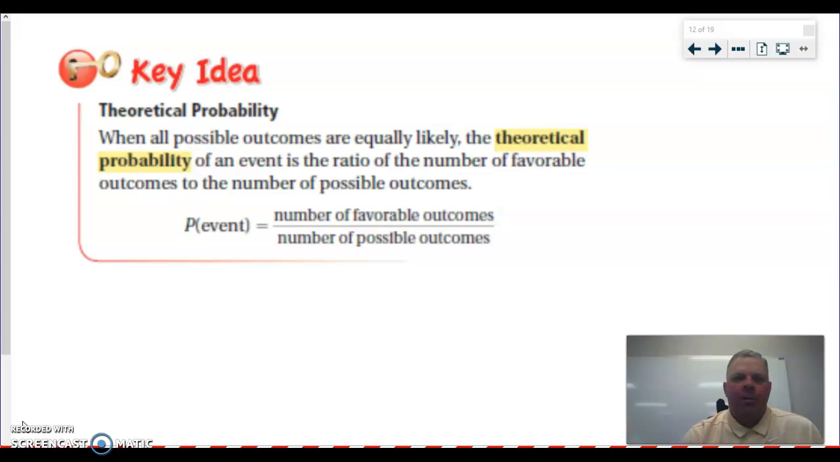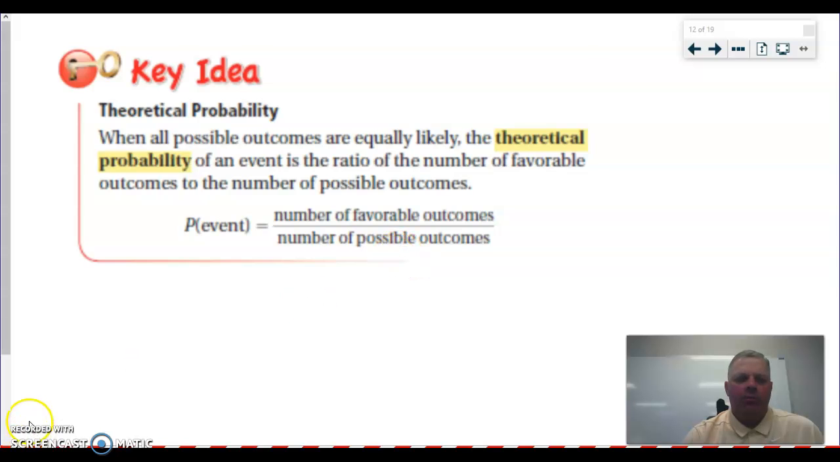Our second type of probability is theoretical probability. This is when all possible outcomes are equally likely. The theoretical probability of an event is the ratio of the number of favorable outcomes to possible outcomes. This is pretty much what we talked about on Friday.